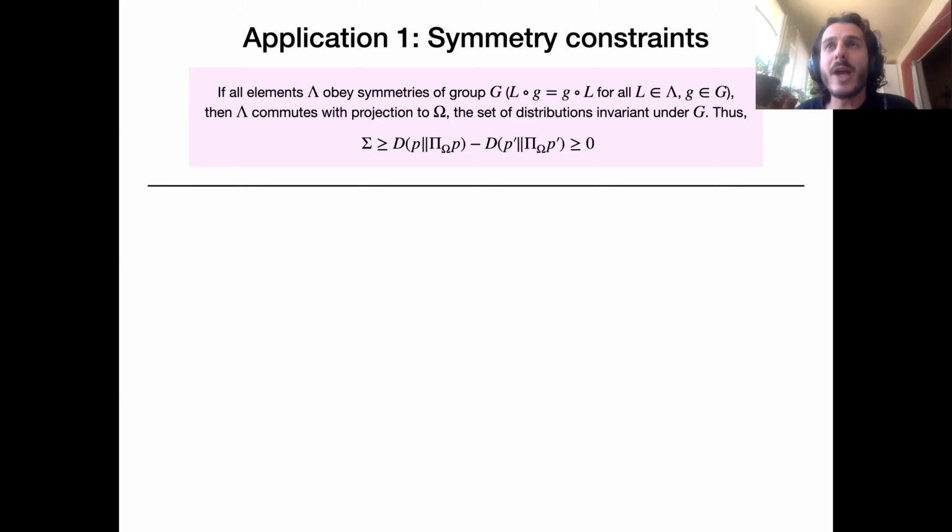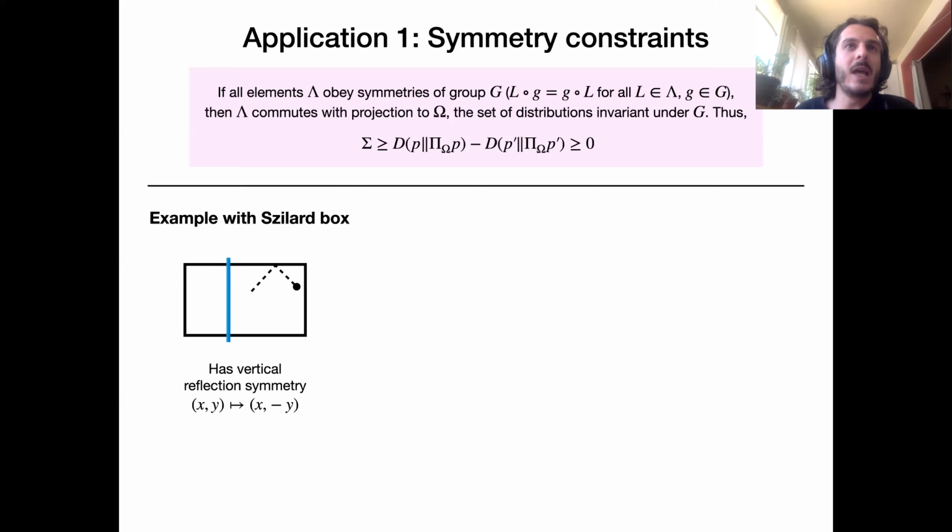So, and we have the bounds I talked about before, where pi omega is just basically a projection that projects a distribution P to the closest distribution that has the symmetries of G to P. So let me demonstrate this with the Szilard box. So we have the Szilard box, and the key idea here is that no matter where the vertical barrier is located, it has this vertical reflection symmetry. The Fokker-Planck operator is invariant if we just flip the y coordinate, and it's not invariant if we flip the x coordinate, right?